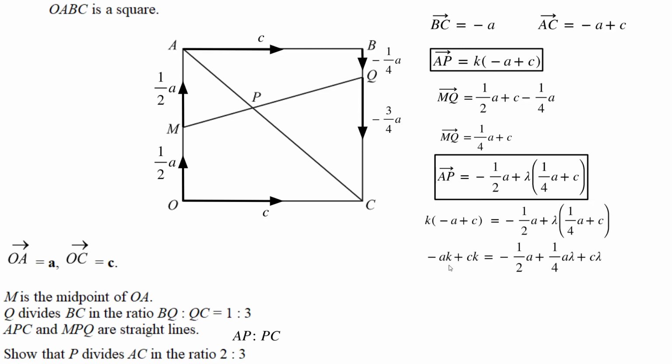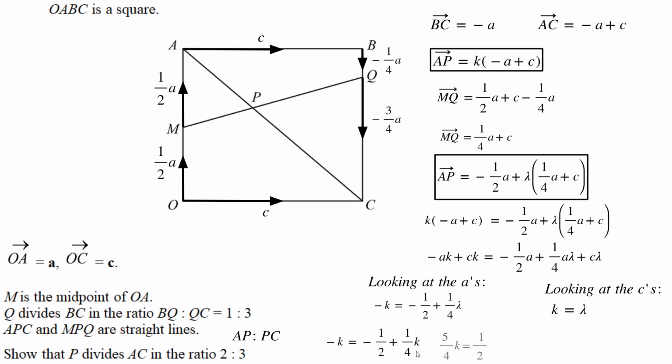Okay, these two equal the same thing, set them equal to each other, expand. Equate coefficients, look at the A's, so we have minus K equals minus a half plus a quarter lambda. And then looking at the C's, so we have K equals lambda. You can put K equals lambda into there. Just solve for that. So K equals 4 over 10 or 2/5, and lambda also equals 2/5. And we want AP to PC.